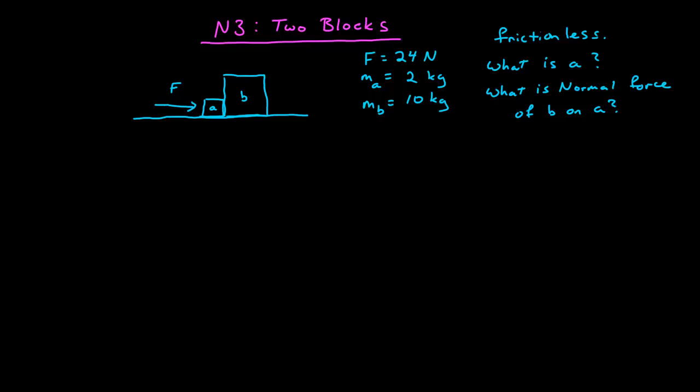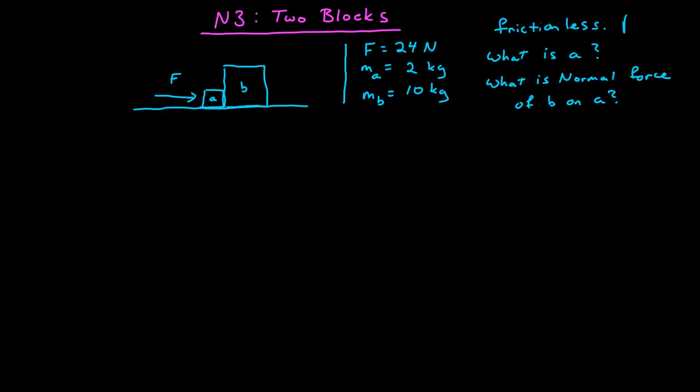It's simple, but I'm going to go very slowly through it so you can really extract all the proper information we want. All right, so we have two blocks shown here, A and B. They're in contact with each other, and I'm exerting a horizontal force F against block A. The information is given here: the force on A, 24 newtons, the mass of A and B. We're going to assume everything's frictionless, and we want to know what is the acceleration of these objects, and what is the normal force of block B on A.